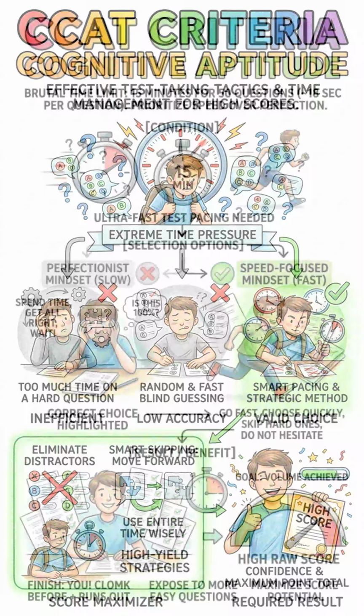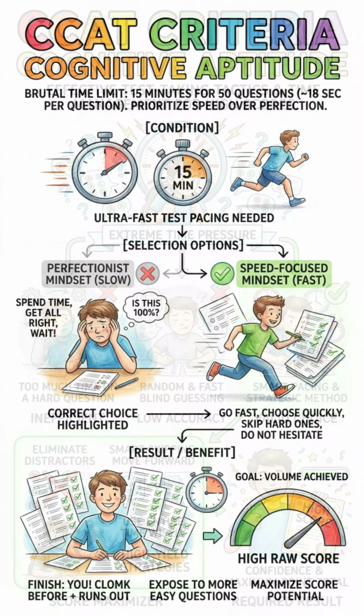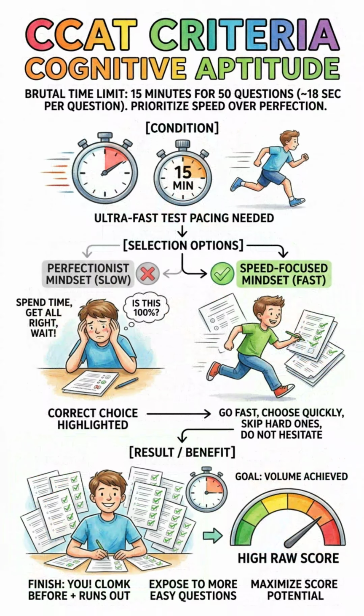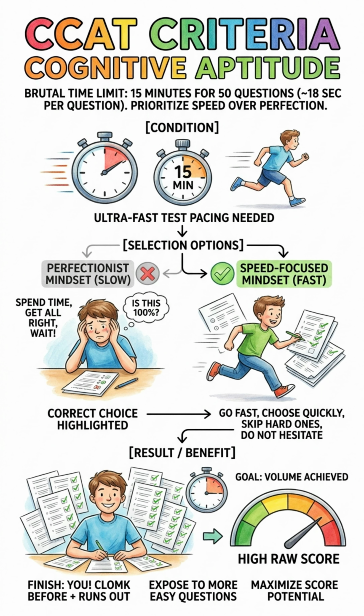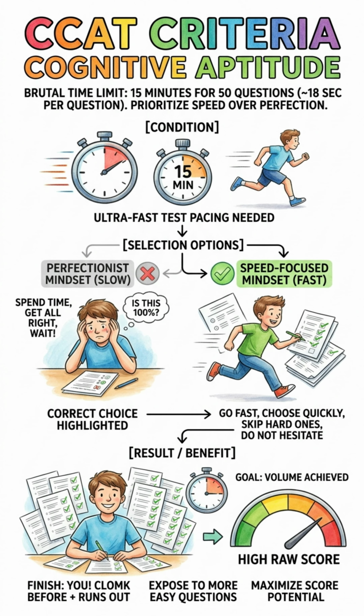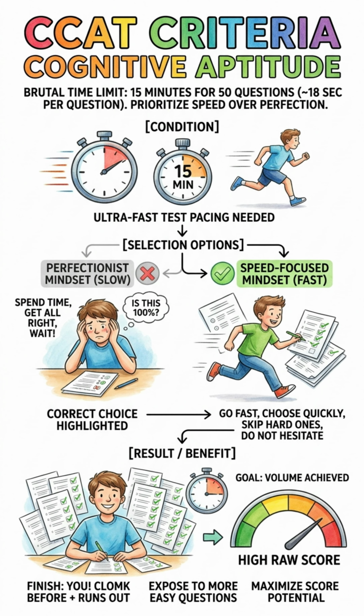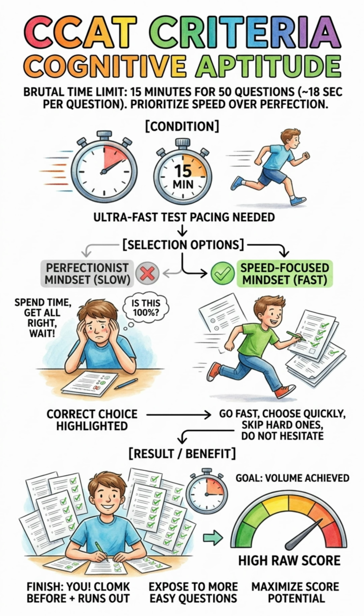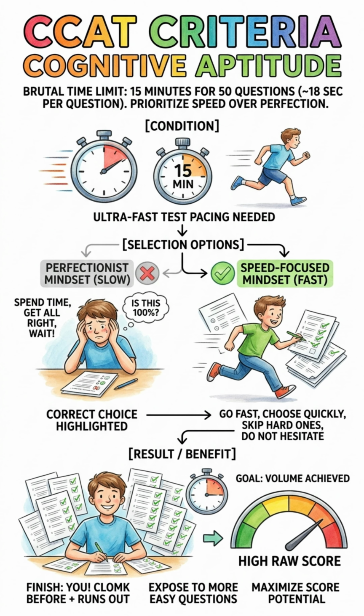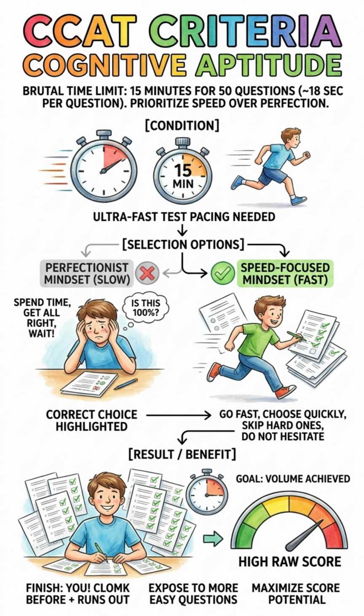The single most defining characteristic of the CCAT is its brutal time limit, giving you only 15 minutes to complete 50 questions. This works out to an average of exactly 18 seconds per question, which means you cannot afford to hesitate or double-check your work. You must completely abandon the perfectionist mindset that you learned in school, where getting every single question right was the goal. On this exam, your new goal is volume, meaning you want to expose yourself to as many easy questions as possible before the clock runs out. Adopting this speed-focused mindset is the foundation of your entire test strategy.